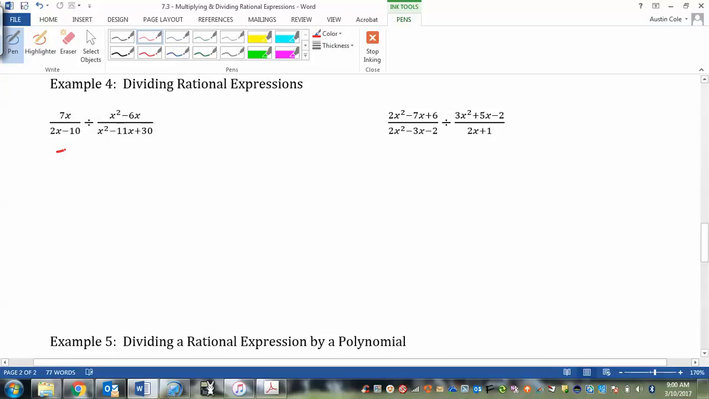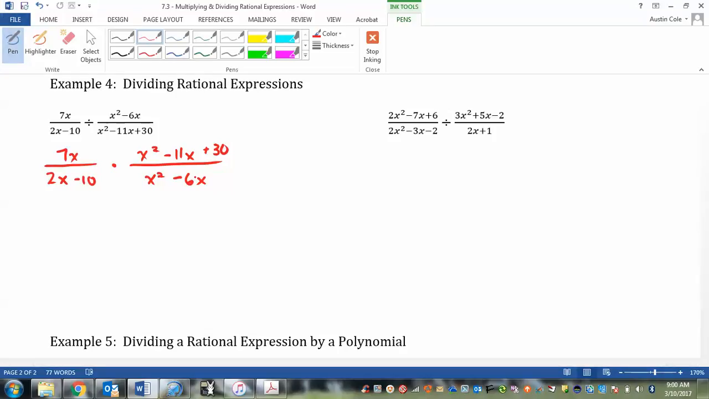So I'm going to rewrite the first one. I'm going to say 7x over 2x minus 10 times the reciprocal. So I'm going to put x squared minus 11x plus 30 in the numerator and x squared minus 6x in the denominator. How can we only flip one side? Because if I go back here, okay, so now I need to factor.